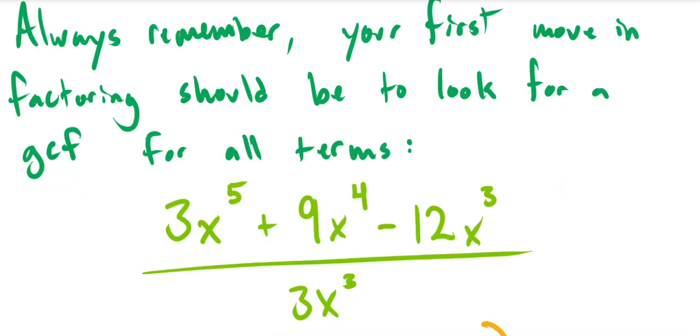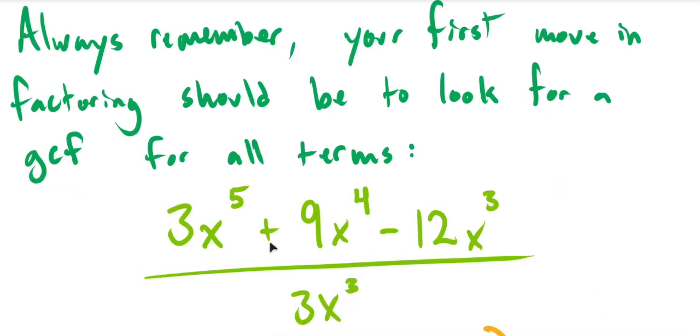Here is an example. Let's say I wanted to divide this polynomial here, 3x to the 5th plus 9x to the 4th minus 12x to the 3rd, by this polynomial here, 3x to the 3rd. What I should do before any attempt at factoring of any polynomial is look and see if I can pull out a common term from each one. We look at the coefficients and notice that 3 is the greatest common factor. We look at the x's and we notice that our smallest exponent is 3.